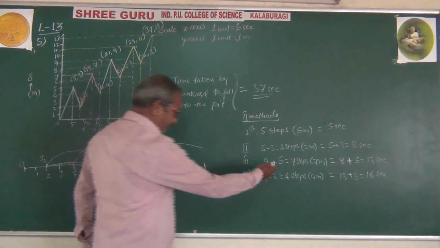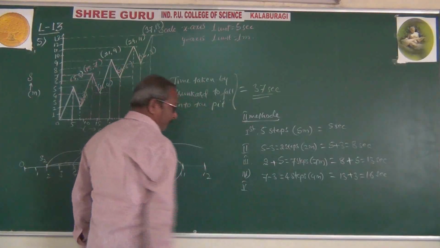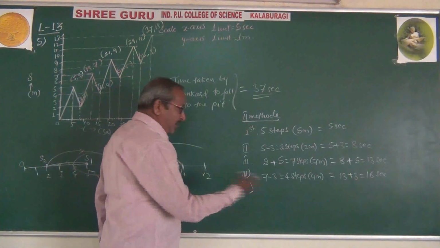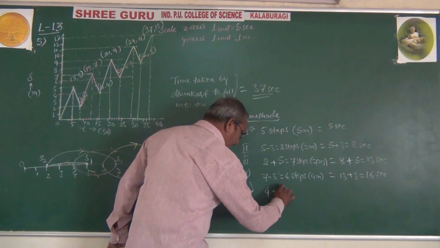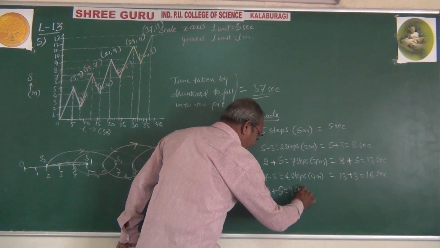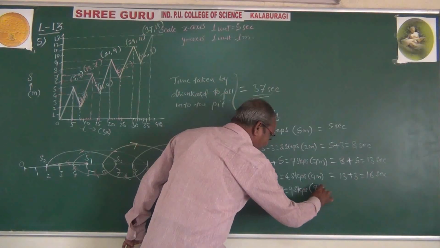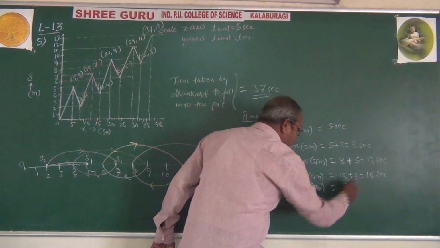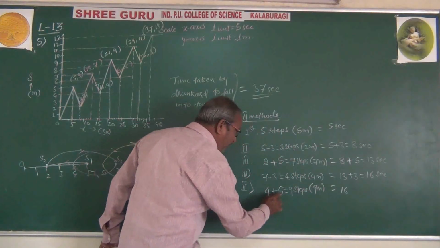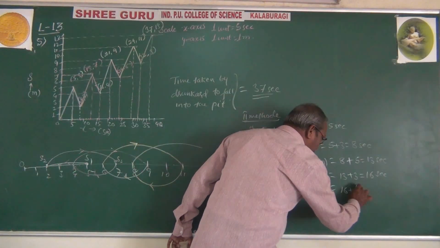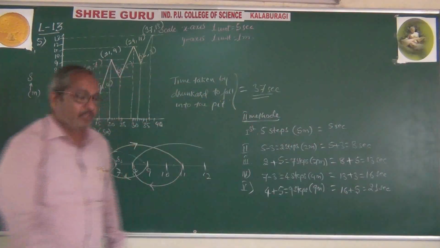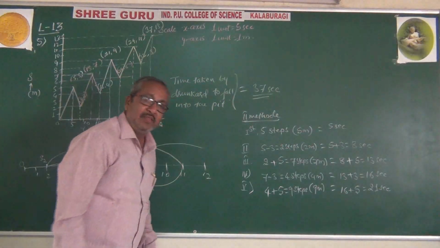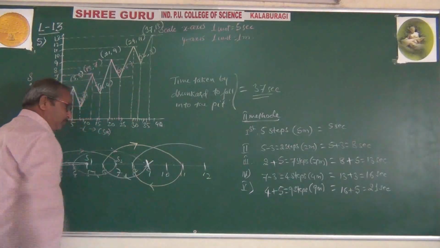Next again, fifth position. 5 steps forward. Here already 4 steps is there. 5 steps plus 5 equal to 9 steps. Means 9 meters. For that already 16 seconds he completed. Again for 5 steps it is 5 equal to how much? 21 seconds. In 21 seconds he will be at 9 meter position.